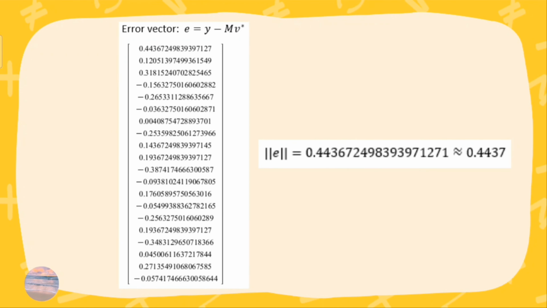From what we got earlier, we can also find the error vector. The error vector equation is E equal to Y minus MV. V is the least square solution that we get. Then from the error vector, we can get the magnitude error vector. The magnitude error vector is equal to 0.4437.